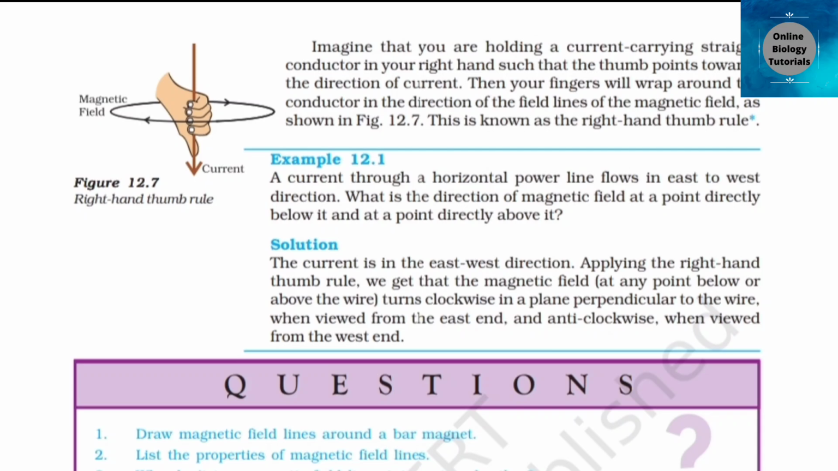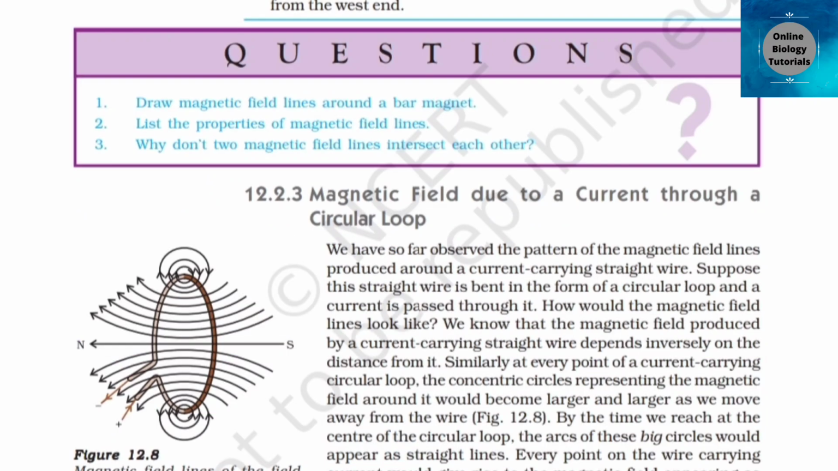Example 12.1. A current through a horizontal power line flows in east to west direction. What is the direction of magnetic field at a point directly below it and at a point directly above it? Solution. The current is in the east-west direction. Applying the right-hand thumb rule, we get that the magnetic field at any point below or above the wire turns clockwise in a plane perpendicular to the wire when viewed from the east end and anti-clockwise when viewed from the west end.